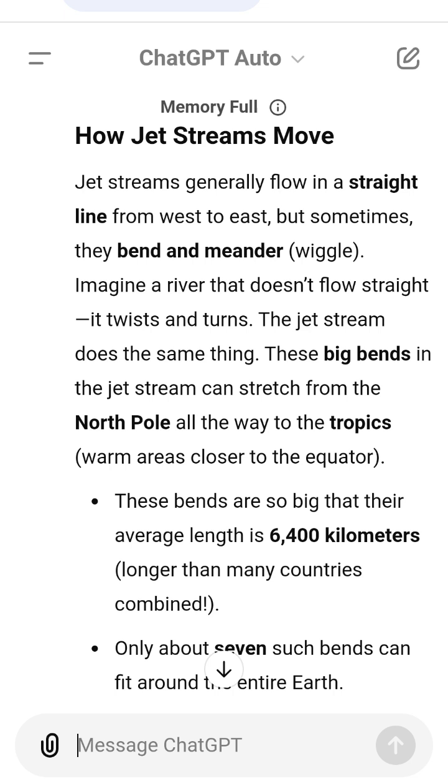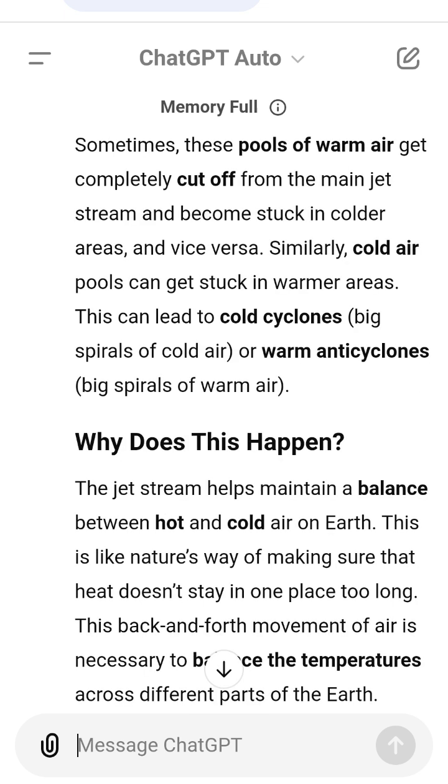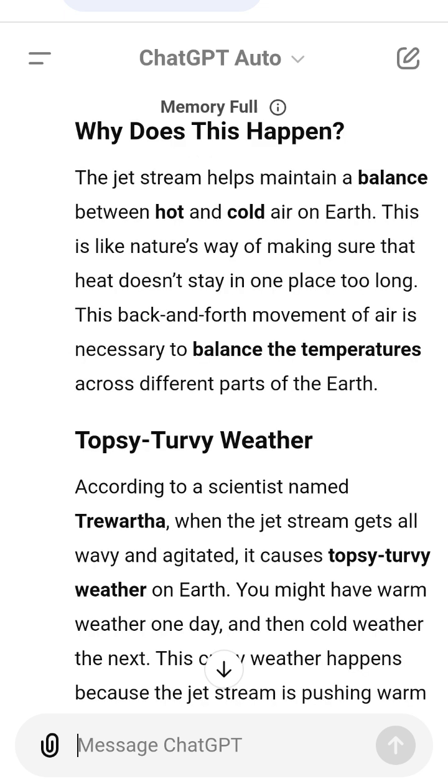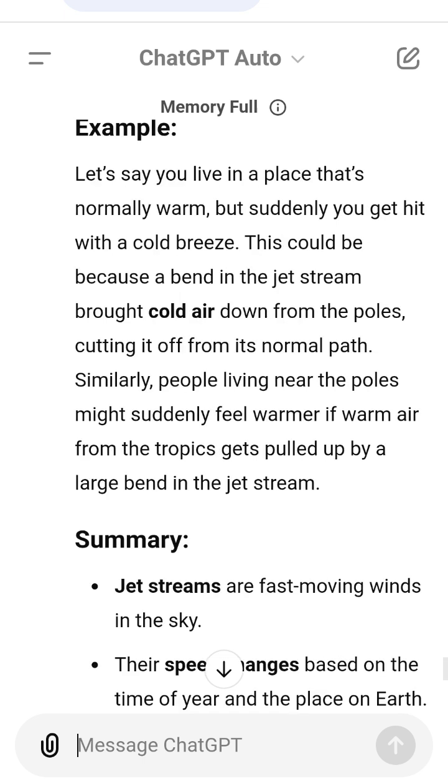Summary. Jet streams are fast-moving winds in the sky. Their speed changes based on the time of year and the place on Earth. They bend and twist, which helps move warm and cold air to balance temperatures. Sometimes pools of warm or cold air get stuck in unusual places, causing changes in the weather. These changes help balance the Earth's heat and prevent extreme differences in temperature.